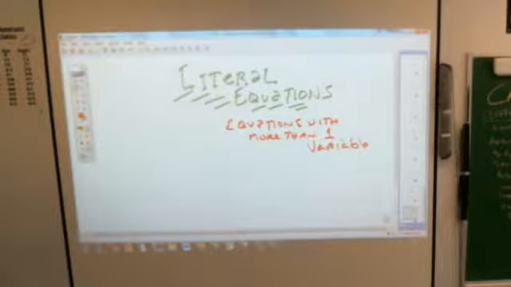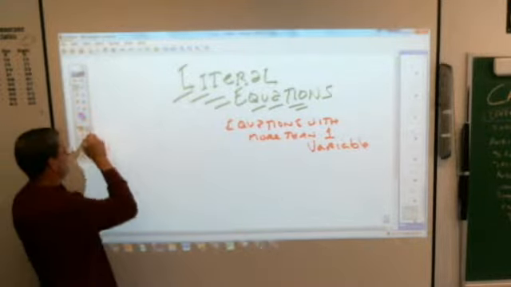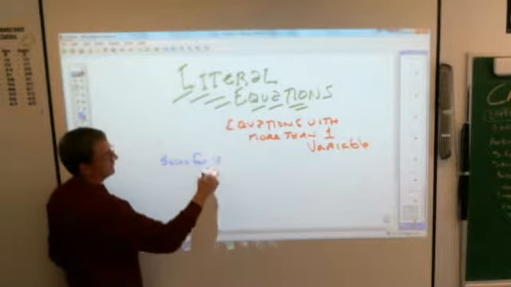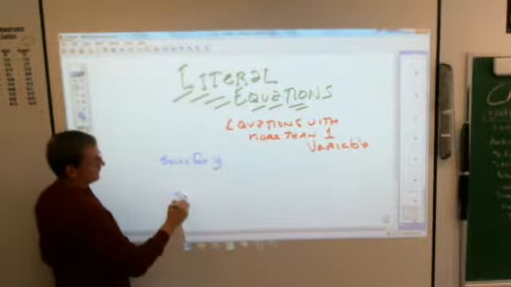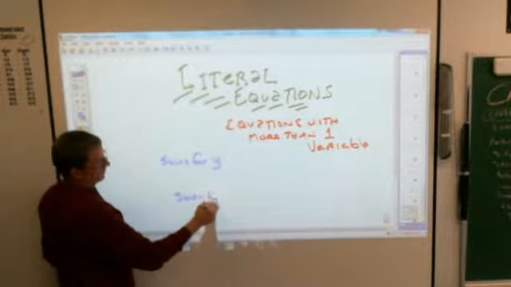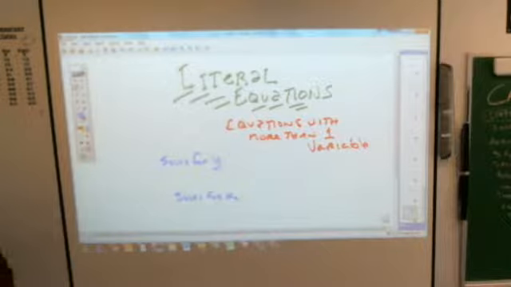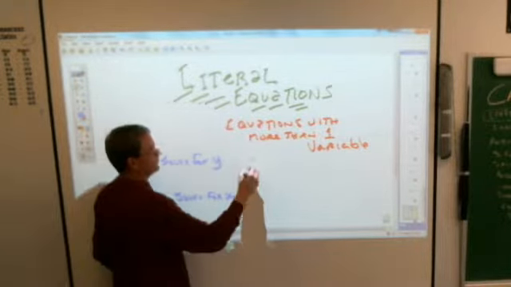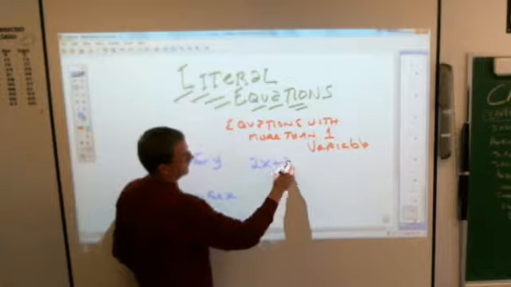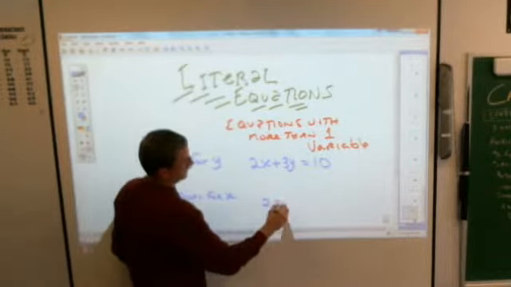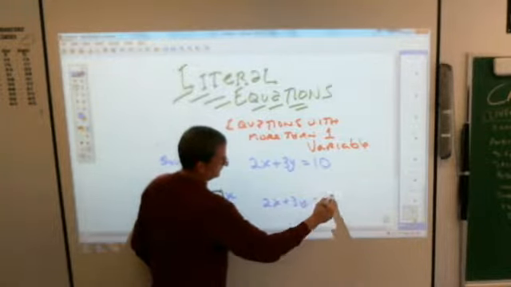Here, I'm going to give you the example, and then we're going to talk about this. Are you ready? The book will tell you to do this: solve for y. I tell you what, we will solve this both for y, and we'll solve it for x too. And the equation is this: 2x plus 3y equals 10.